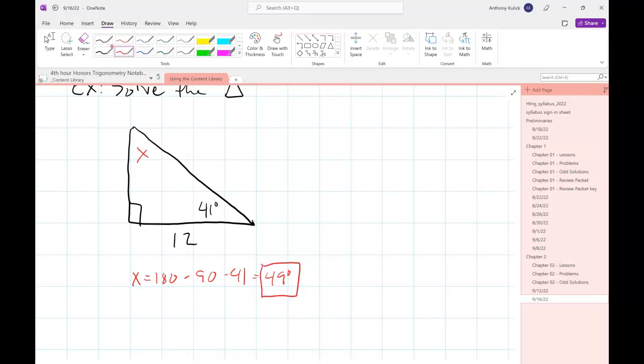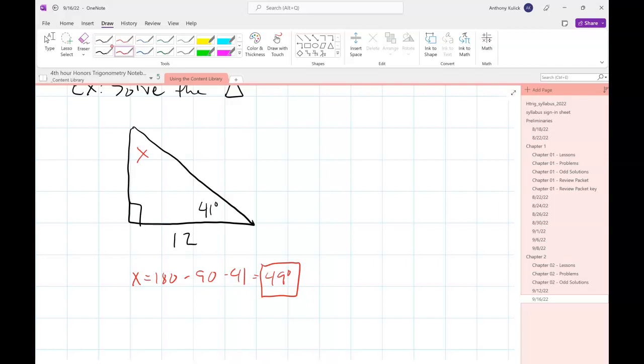You could have also just done 90 minus 41 in a right triangle. That's like the corollary to the triangle sum theorem, I think is what they call that in your geometry textbook. How sad is it that Mr. Kulik remembers the names of the geometry theorems from your textbook when he hasn't taught the course in like 10 years? Yeah, in your faces.